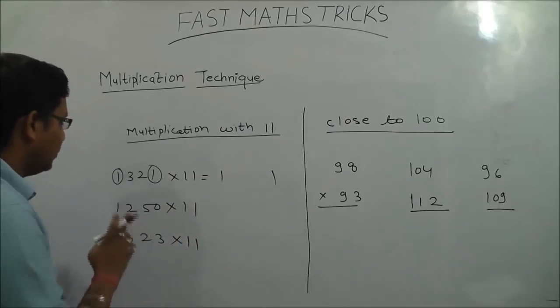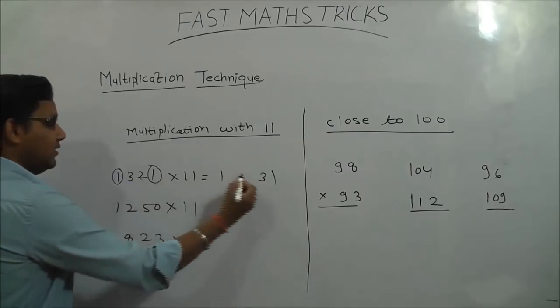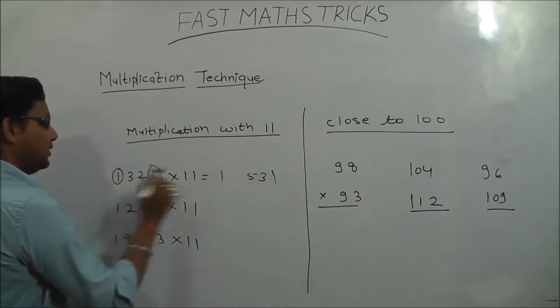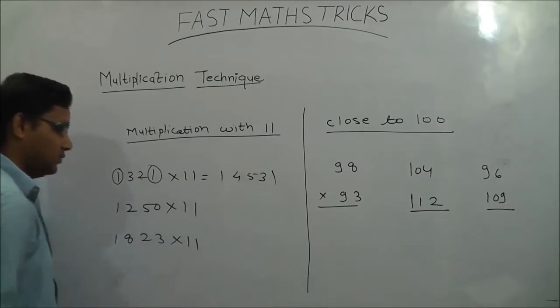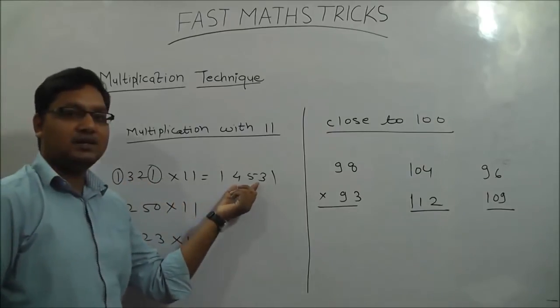Okay, then what to do? Just 1 plus 3 is 4, 3 plus 2 is 5, 2 plus 1 is 3. Okay, so if there are 4 digits, then 3 digits will come in between.